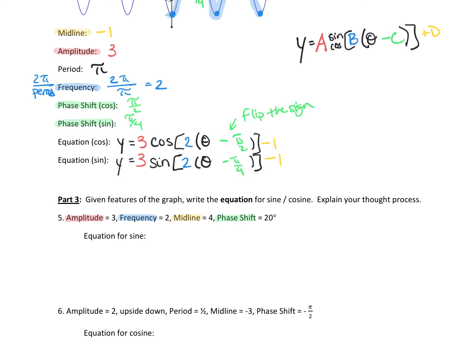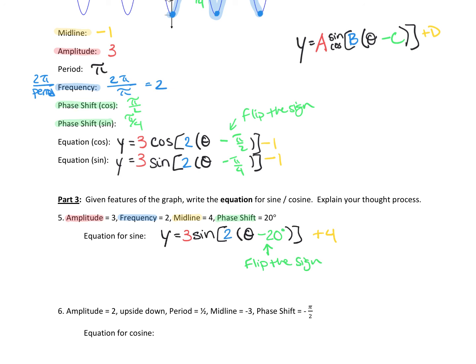So let's see, this is going to be y is equal to our amplitude of 3 times sine of our frequency of 2 times theta minus 20 degrees, plus 4 for our midline. So we're just plugging it all into the equation, and that's it. We're done. Just things to keep in mind is that I wrote a minus 20 here because I had to flip the sign when I'm dealing with a phase shift or horizontal shift.